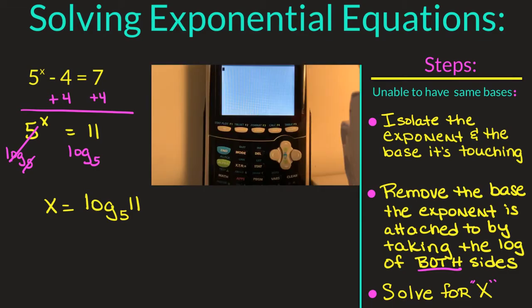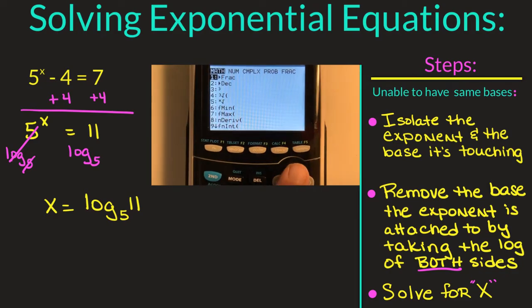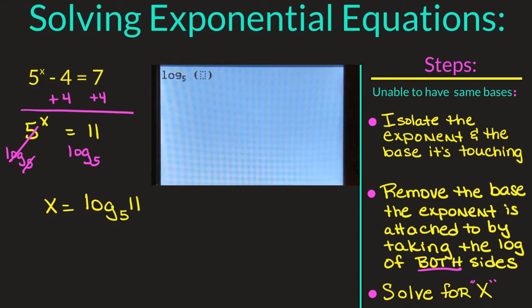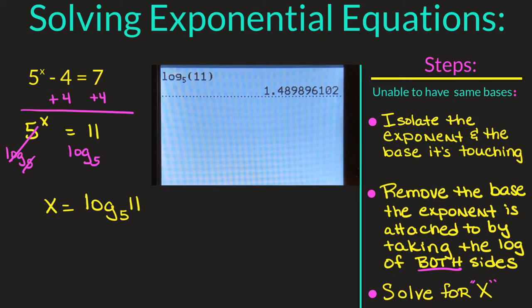Now that we know what x equals, let's use our calculator to get the decimal equivalency. Hit math on the calculator, arrow up twice to log base, hit enter. Then enter 5 for the base, 11 inside the parentheses, and hit enter for your decimal. Let's be consistent with rounding, so we're going to round to the nearest thousandth. Looking at the digit to the right, it's an 8, so make sure you round up properly, giving us our final answer x equals 1.490.